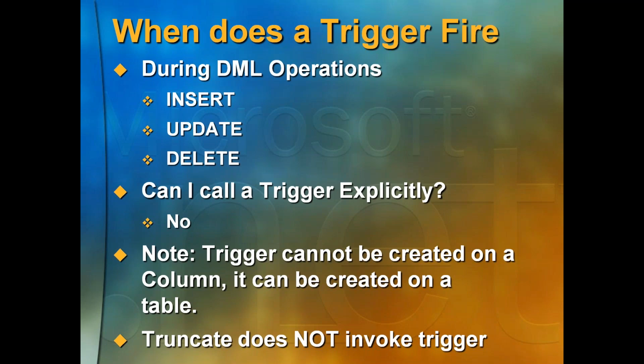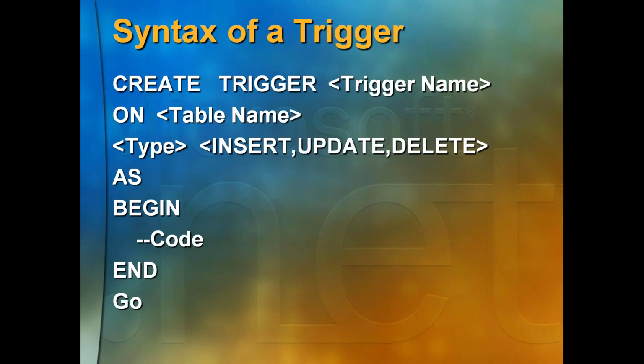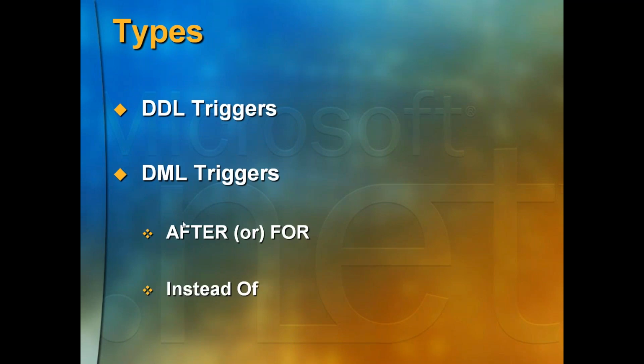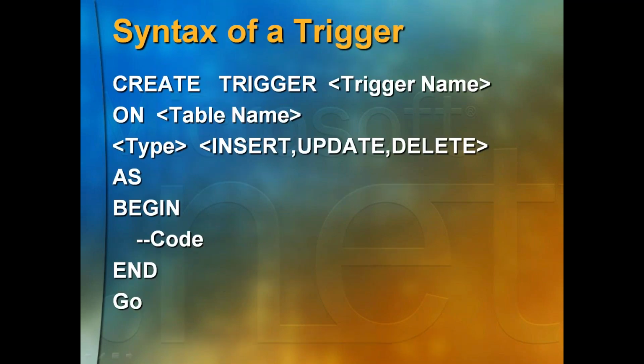So that's when. This is how you're going to be creating a trigger. You give the trigger name, on which table you want to create the trigger, and what the type of the trigger is. Type means I'm talking about these two triggers, after or instead of. These are the types of triggers. You can give the name, right?